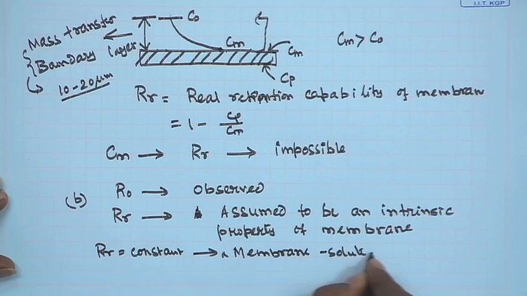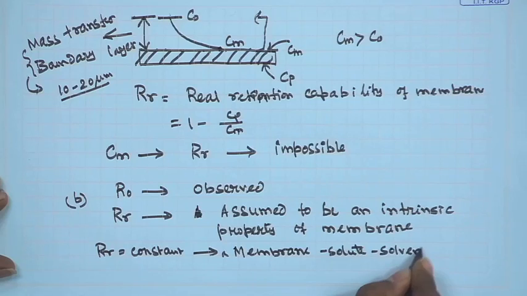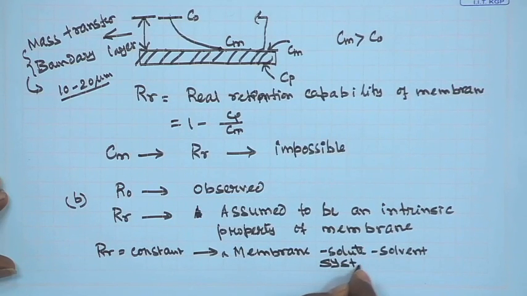solute solvent system. So, if I am talking about the separation of salt using a polysulfone membrane and its real retention is 0.95, let us say. Now, if I use the same solute, let us say sodium chloride in aqueous solution, and I would like to separate that using a different membrane of different polymer, for example, cellulose acetate, its real retention will be different. So, it is a constant intrinsic parameter for a particular membrane solute solvent system.